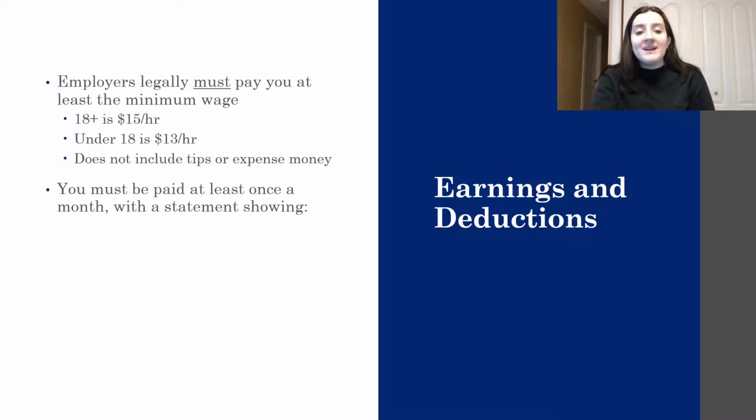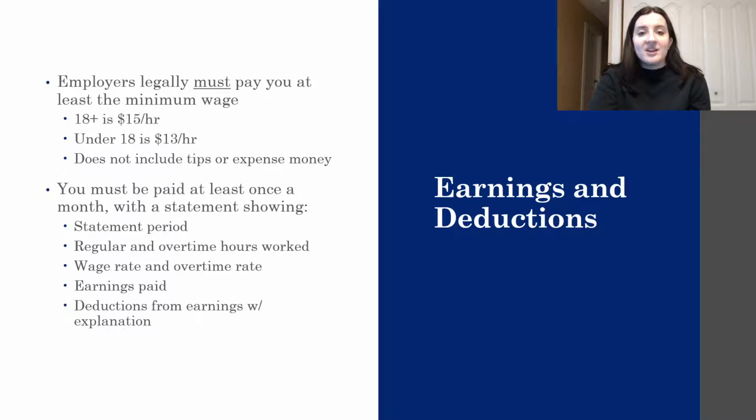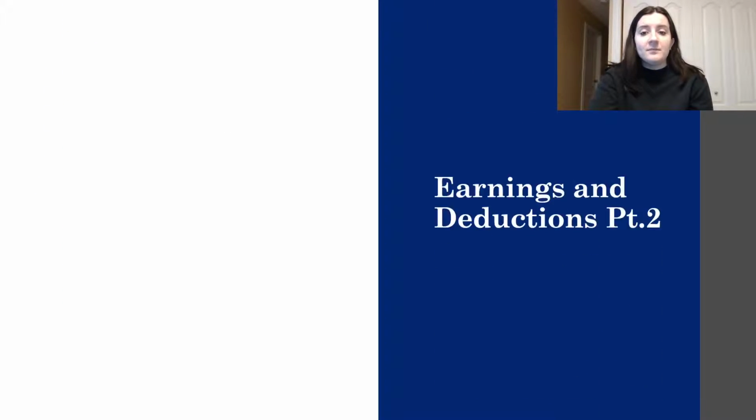Next, you must be paid at least once a month by your employer, and that paycheck must include a statement that shows the statement period, regular and overtime hours worked, the wage rate, which is the regular wage that you're being paid, such as $15 an hour, and also the overtime wage. If you work overtime, you'll likely earn 1.5 times your regular wage. It also must show how much they're actually paying you, if they took off any money from your paycheck and an explanation for any money that they did, as well as if you took any hours off in lieu of overtime work.